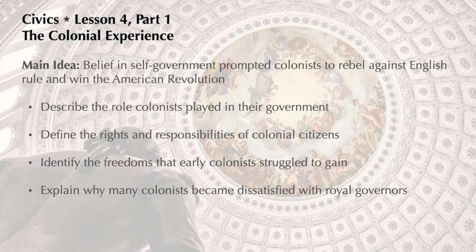The main idea behind this civics lesson is belief in self-government prompted colonists to rebel against English rule and win the American Revolution. With that in mind, by the end of watching this video, you will be able to describe the role colonists played in their government, define the rights and responsibilities of colonial citizens, identify the freedoms that early colonists struggled to gain, and explain why many colonists became dissatisfied with royal governors.